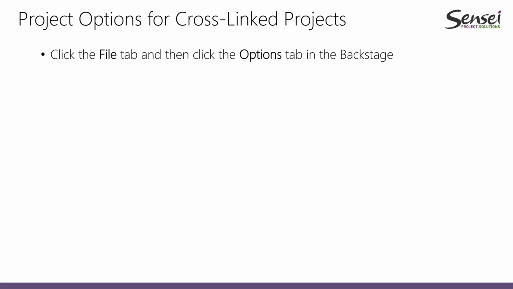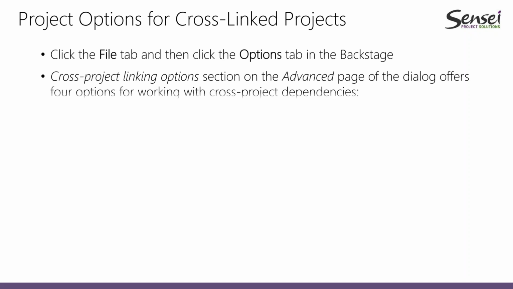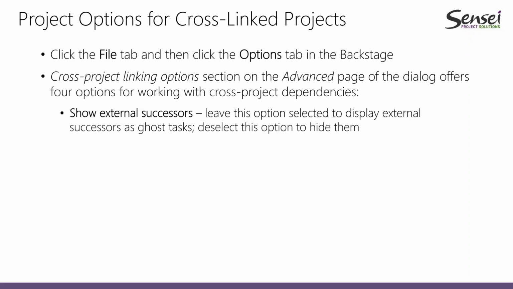Last thing I wanted you to know before we entertain questions. There are some very specific project options that you can use with cross-project dependency linked projects. So if you go to the File tab and click Options in the backstage, you have to go clear down to the bottom of the dialog to the cross-project linking options section on the advanced page of the dialog. And what you will find are 4 options for working with cross-project dependencies.